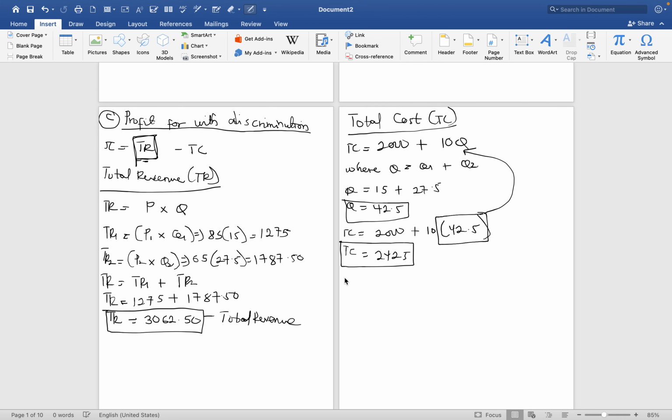Since this is our total cost, we can now find profit to be total revenue minus total cost. This is total revenue, 3062.50, minus total cost, 2425. So profit is equal to 3062.50 minus 2425. So profit is 637.50. So this is our profit with discrimination.